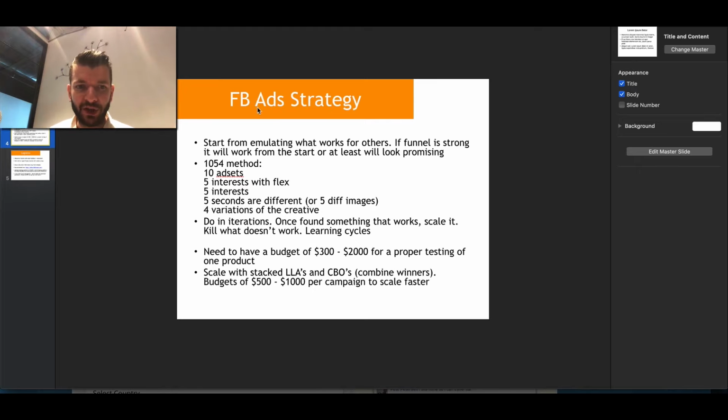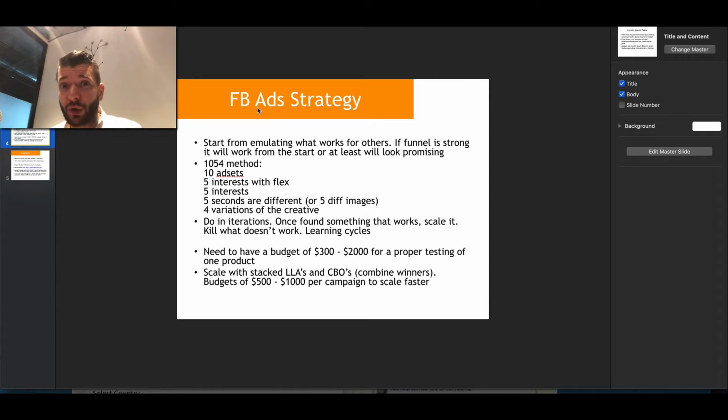Now, Facebook ad strategy. The first thing is emulating: finding what works, finding proof of concept, finding ads that are working for other people. The first step is always emulating what's working. We don't want to reinvent the wheel. We want to reverse engineer and find out what's working. So if a certain video is working for other people, we just create a similar video and start with that. We want to validate and see if the product is actually selling.